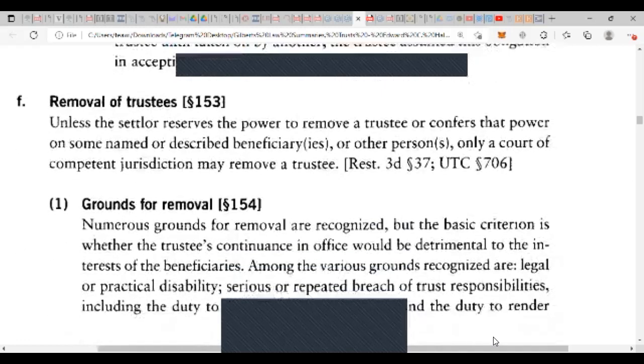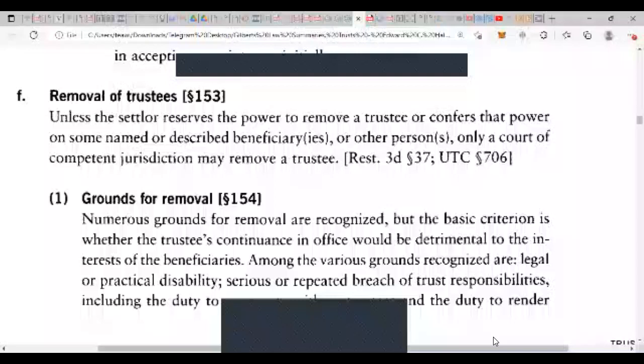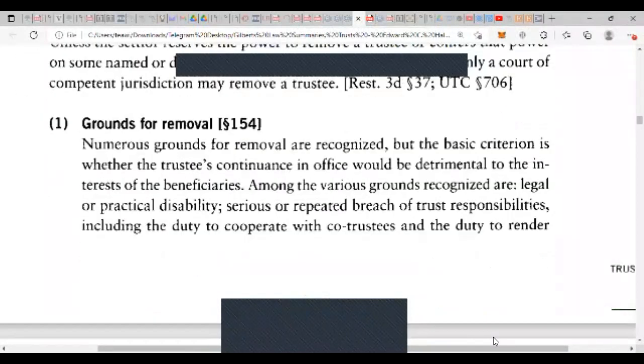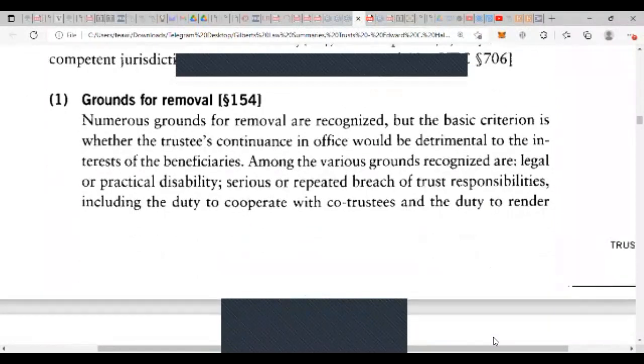Removal of trustee, F, Section 153. Unless the settlor reserves the power to remove a trustee or confers that power on some named or described beneficiaries or other persons, only a court of competent jurisdiction may remove a trustee. Restatement 3D, Section 37, UTC Section 706.